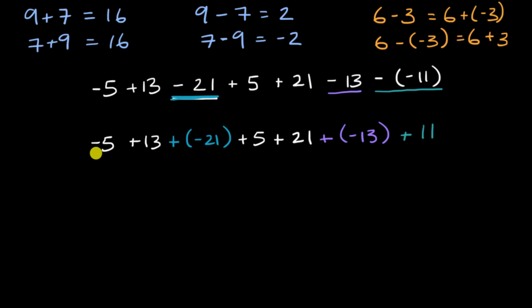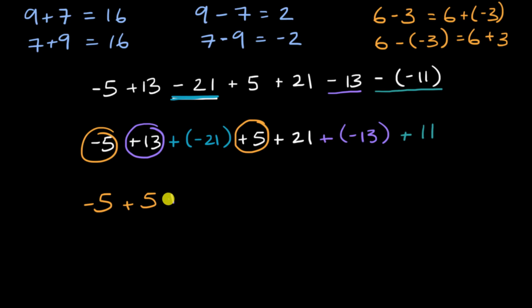Well, now I can use the commutative property. All I'm doing is adding a bunch of numbers now, so I can swap the order with which I add. So I could now rewrite it. Let's see, I have a -5. And now let me add this +5 next. So add the +5. And then I'm adding a +13. And to that, I can add the -13. Remember, the only reason why I can now swap the order is because I'm only adding a bunch of integers.